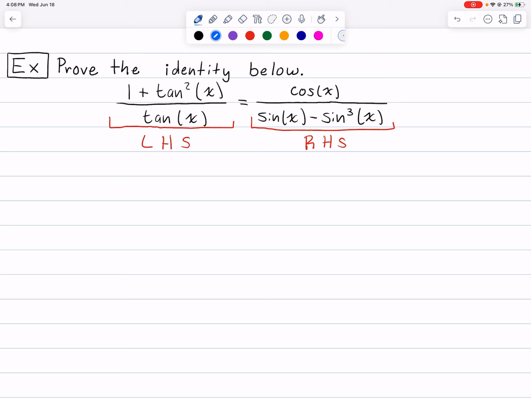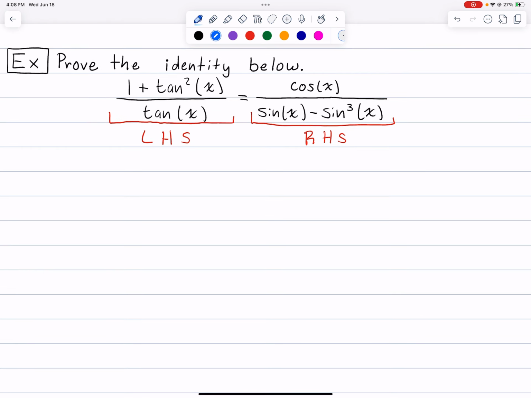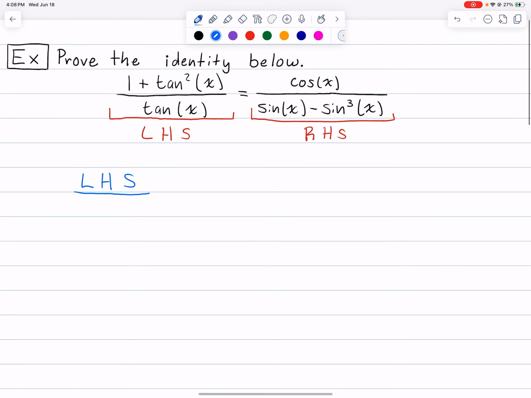All right, so we're going to do both problems for our scratch work. So I'm going to start with the left-hand side for our scratch work. I'm just going to rewrite our problem here, and we're just going to go until we can't go anymore. So on my left-hand side, I have 1 plus tangent squared of x all over tangent of x. So again, we're just going to try to simplify this as much as we can.